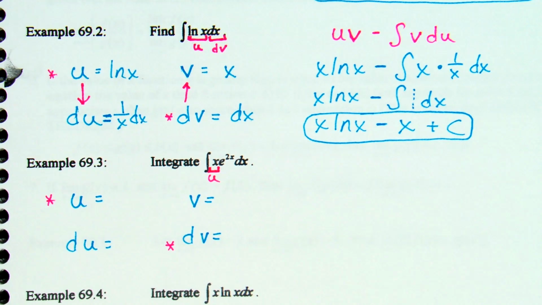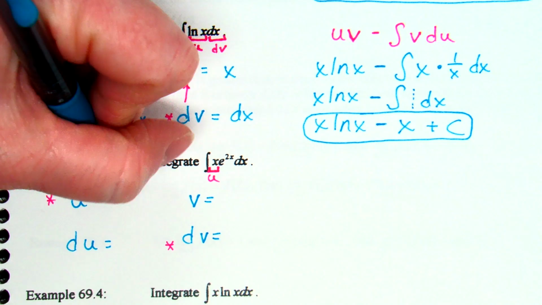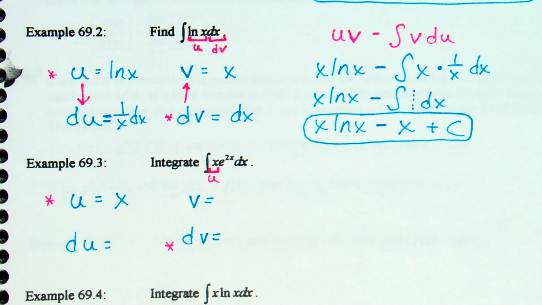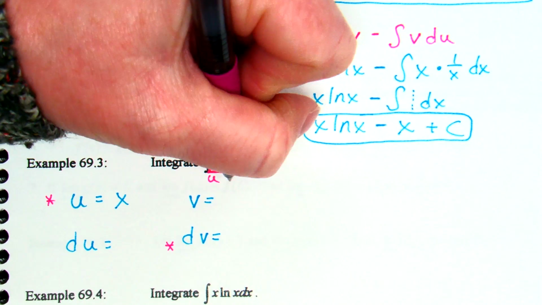Trying to think if we were to flip-flop this, if it works. And I don't think it would work. I think it would get too ugly. So now, if u is going to be x, what does that mean dv is? It is everything else that's left. So it is e to the 2x dx.